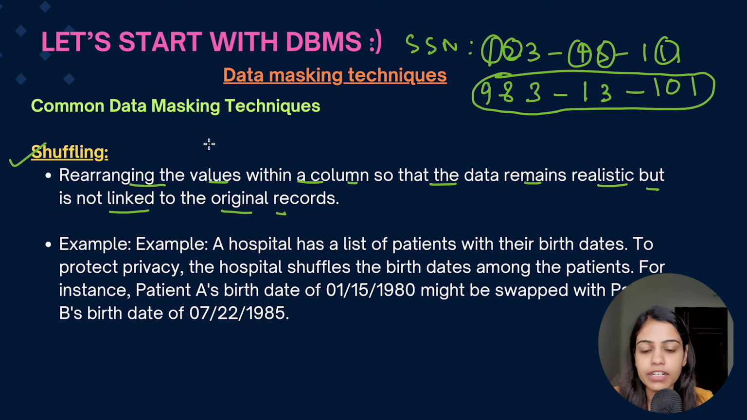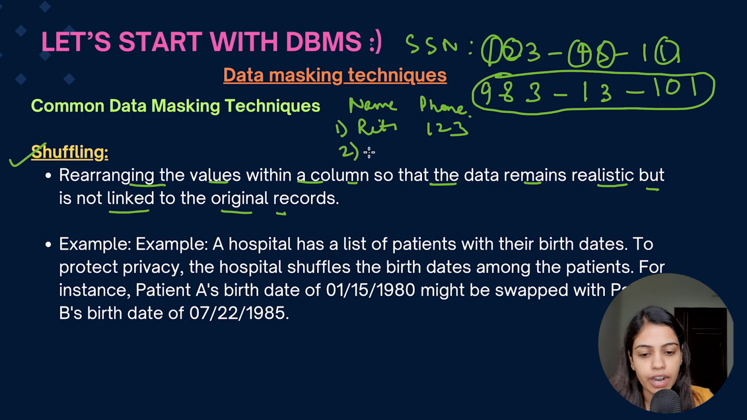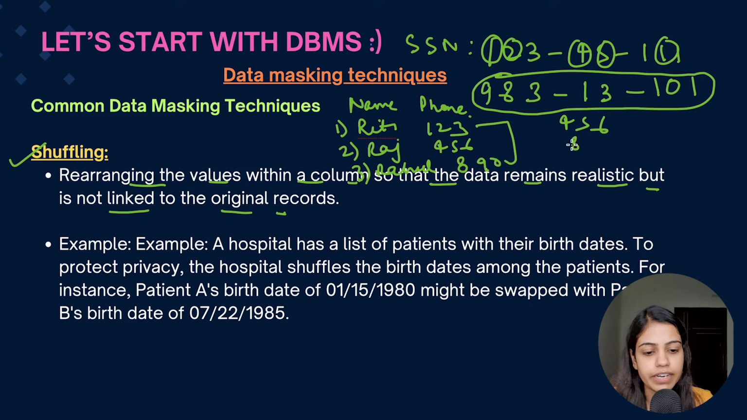In shuffling, consider we have two columns, name and phone number. For the name Reeti we had phone number 123, for Raj we had 456, and for Rahul we had 890. Now we will shuffle the phone numbers within the column. So now Reeti has 456, Raj has 890, and Rahul has 123.